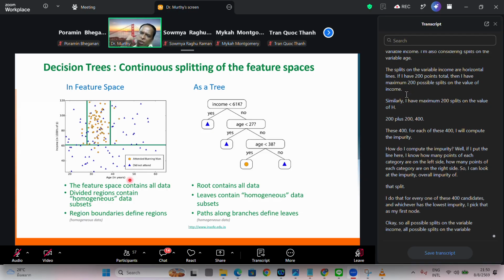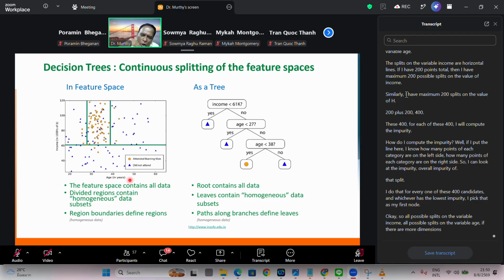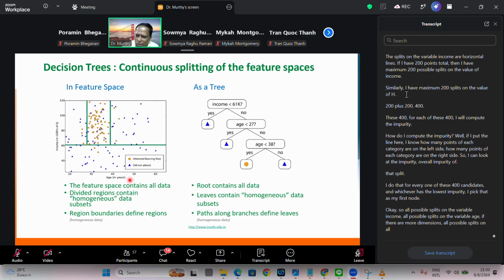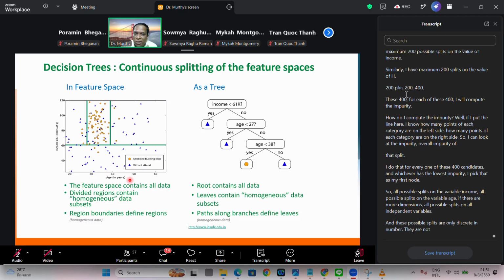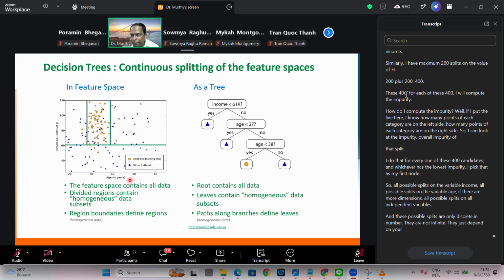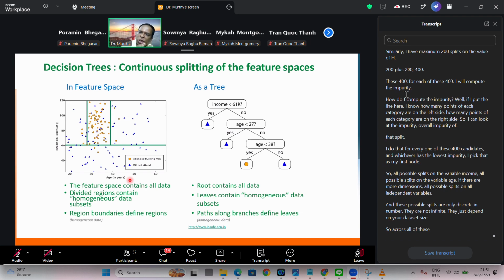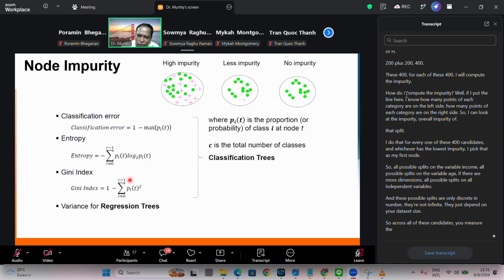If there are more dimensions, all possible splits on all independent variables. And these possible splits are only discrete in number. They are not infinite. They just depend on your data set size. So across all of these candidates, you measure the impurity using any of these measures.